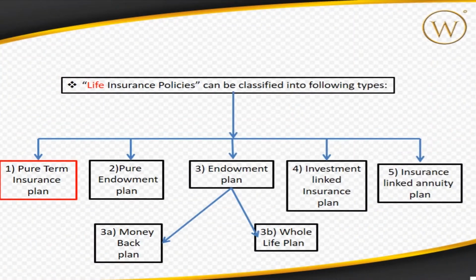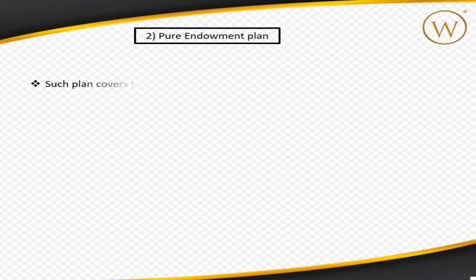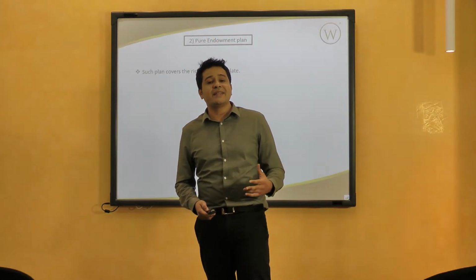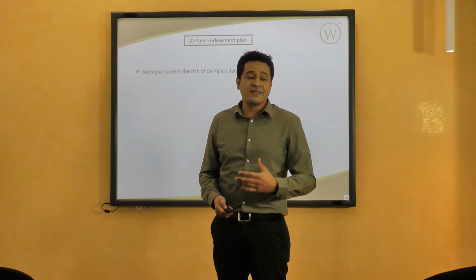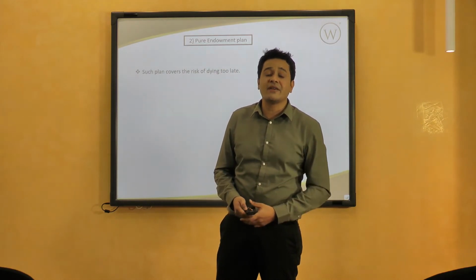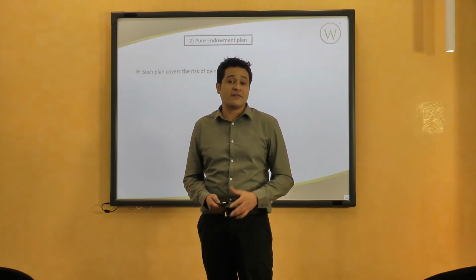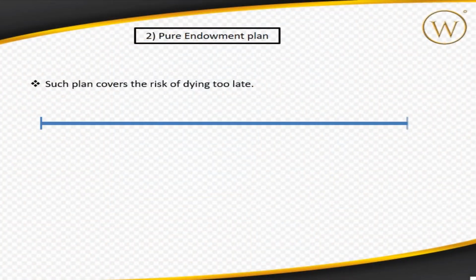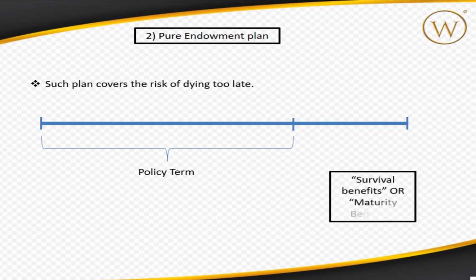The second type of insurance policy is your pure endowment plan. So a pure endowment plan basically covers the risk of dying too late. Because longer you live, more money you will need for your medical expenses and survival expense. And there is a risk that you might outlive the money that you have. So dying too late is also a risk, a financial risk, which can be covered using a pure endowment plan. So in such type of policy, if you survive the policy term, then on maturity you receive survival benefits or maturity benefits, so that you can cover the risk of dying too late.